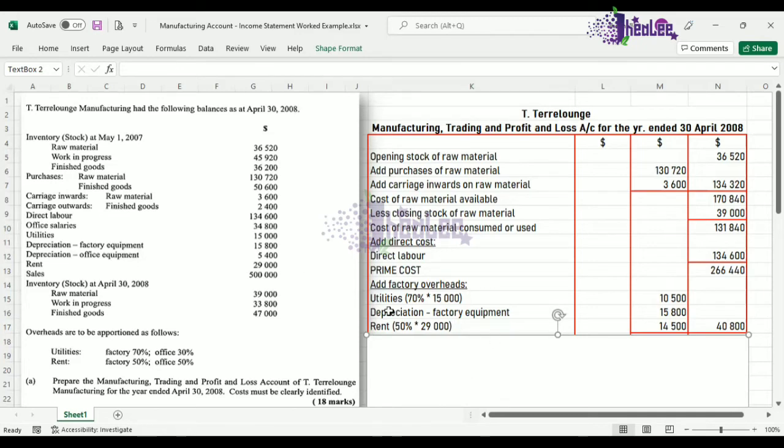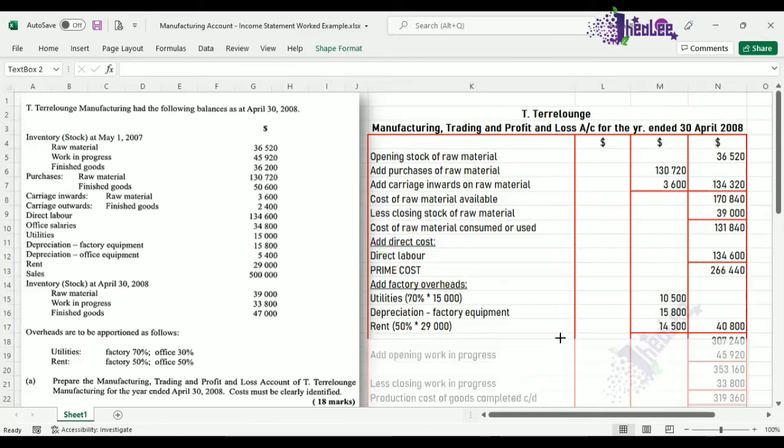That does not relate to the factory, so therefore it is not included there. That will be included in the income statement. We have rent. And again, rent must be apportioned 50% for the factory, and the other 50% must be used in the income statement.